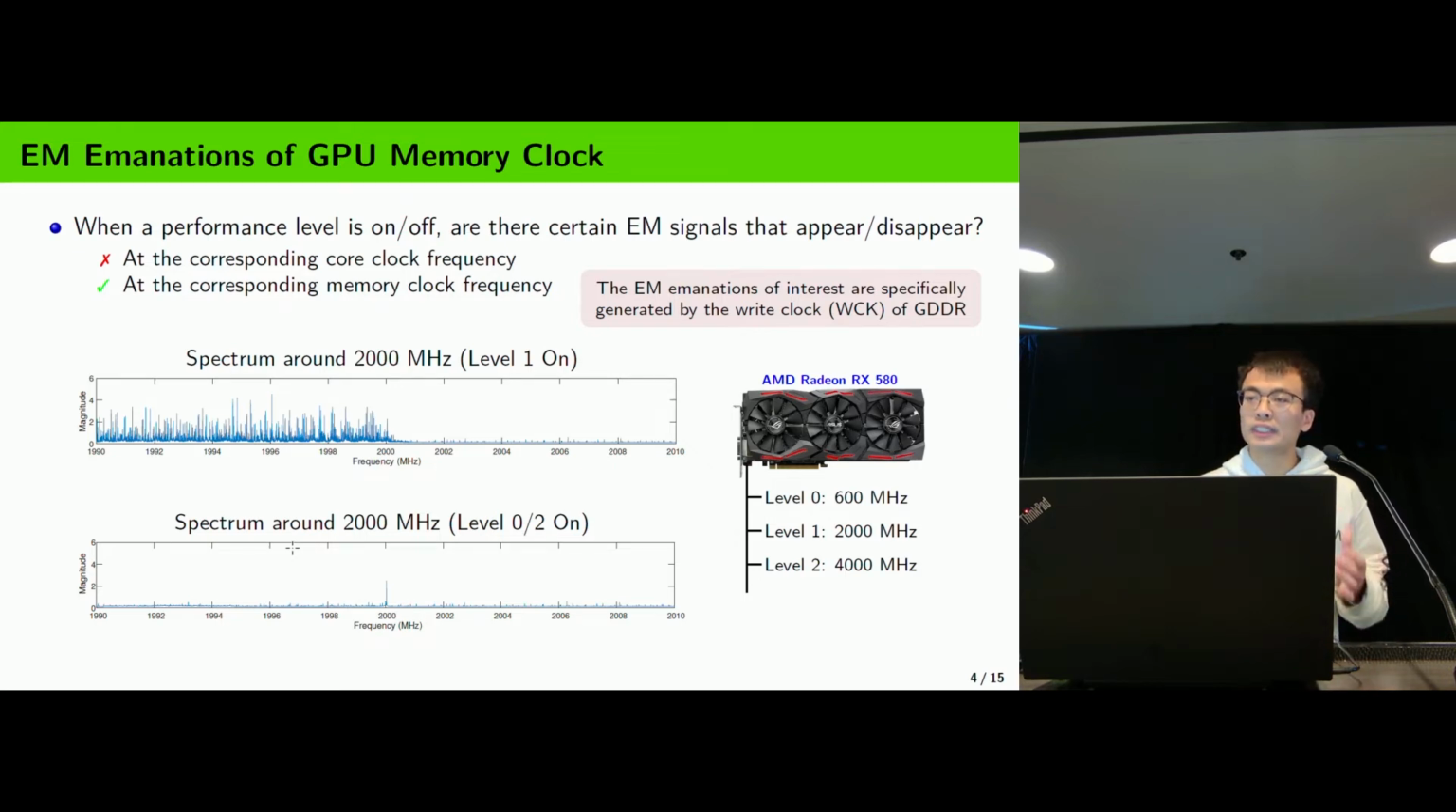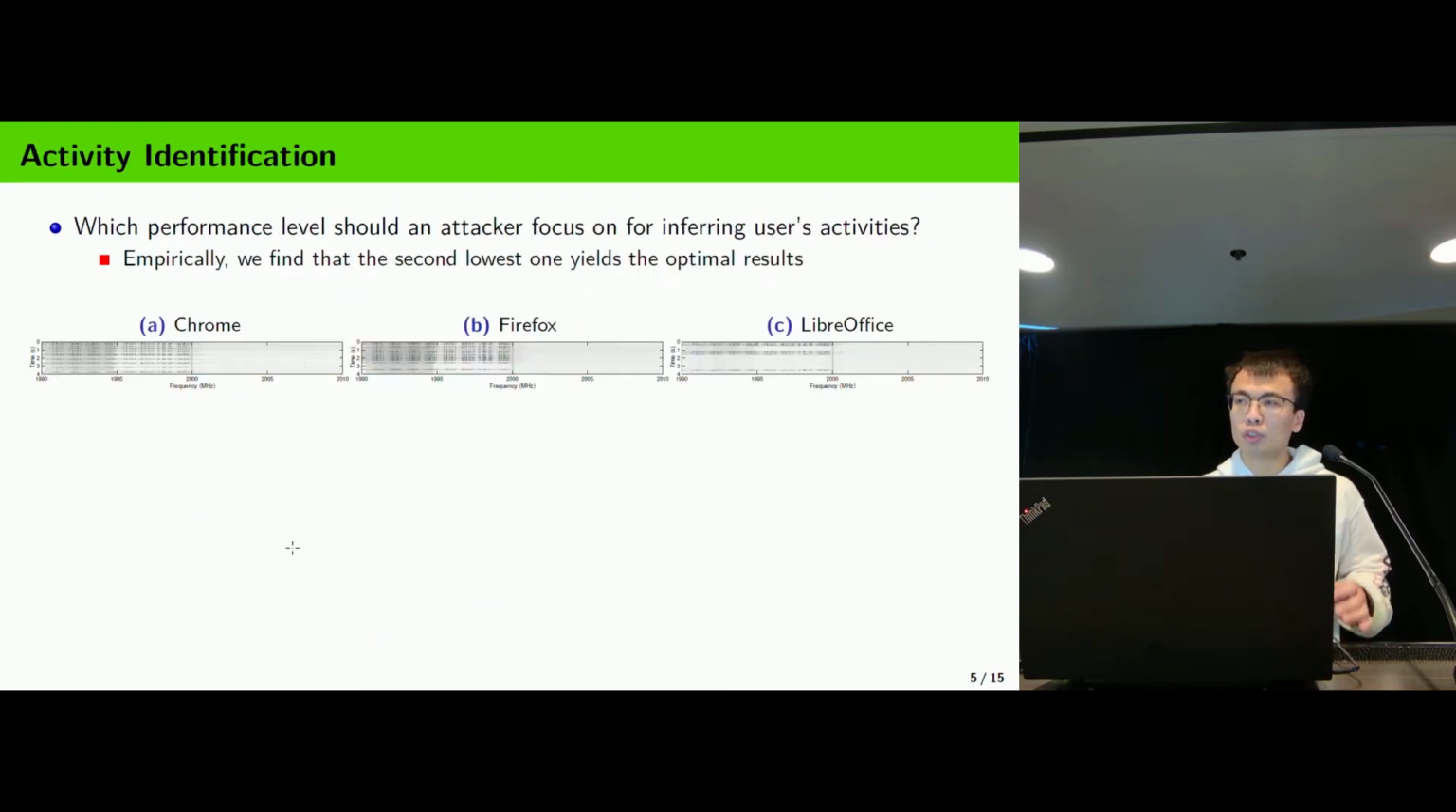So now that we know an attacker can use the EM signals to know whether a performance level is switched on or off, which level should he focus on? Some statistical analysis indicates that the second lowest level is the best choice. If we focus on the second lowest level and collect the spectrogram while opening 3 different applications, we can clearly see some horizontal stripe patterns, which can be used to infer which application is being opened.